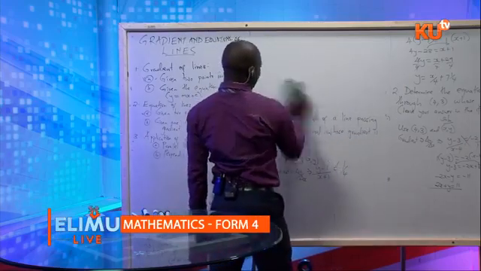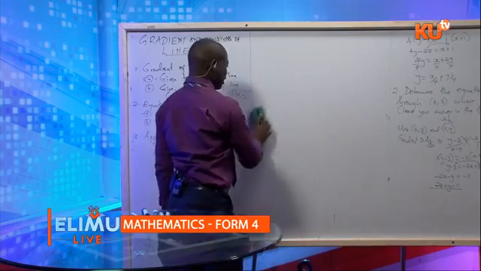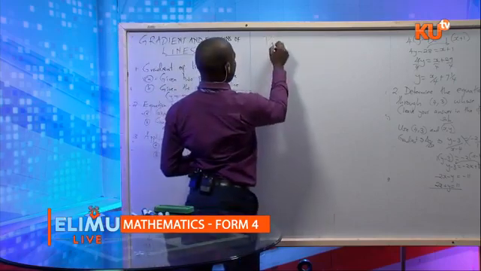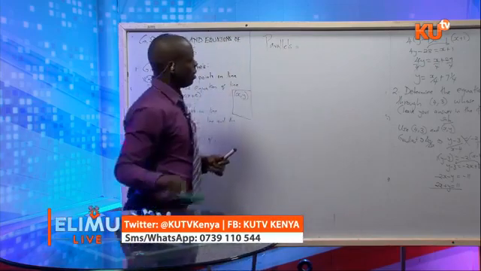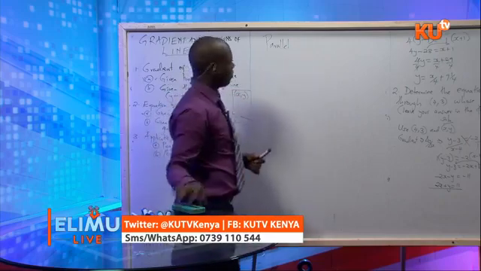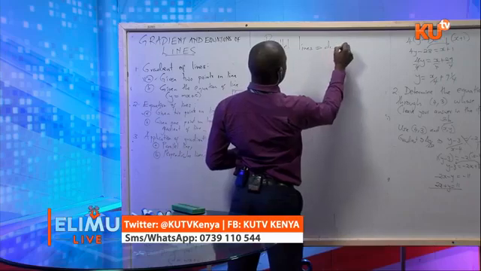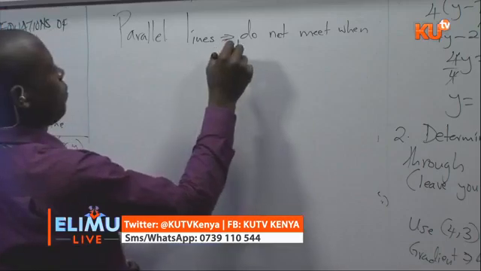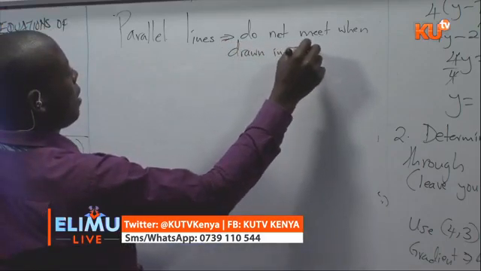When talking about perpendicular lines, they are lines that meet at right angle. For parallel lines, these lines do not meet when drawn in the same plane, same dimension plane.